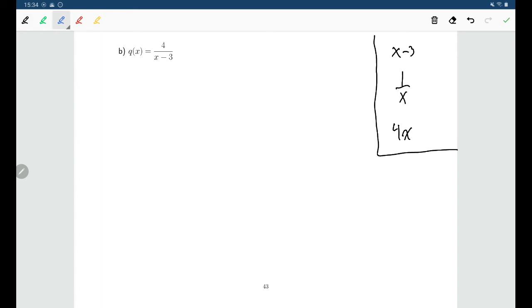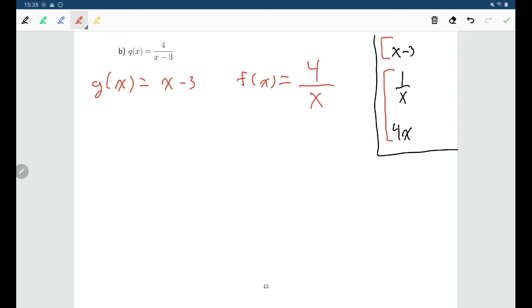And so if we're thinking about splitting this up into an inside function g and an outside function f, you have, again, two choices. Your inside function could be the subtracting 3, and the outside function could be take the reciprocal, then multiply by 4. So you could say that the inside function is subtracting 3, and that the outside function takes the input and takes the reciprocal of it, and then multiplies that by 4.